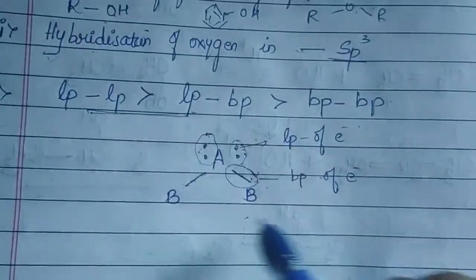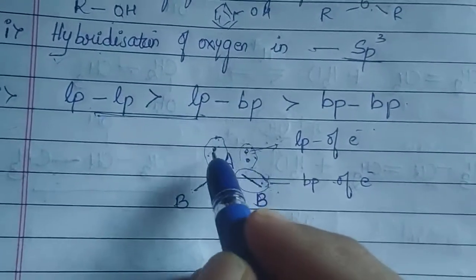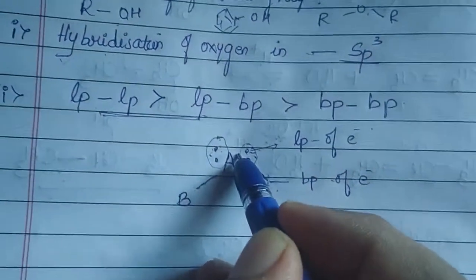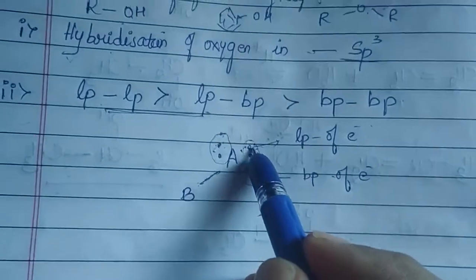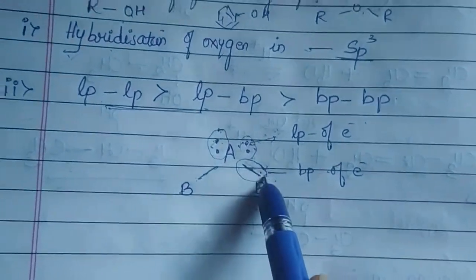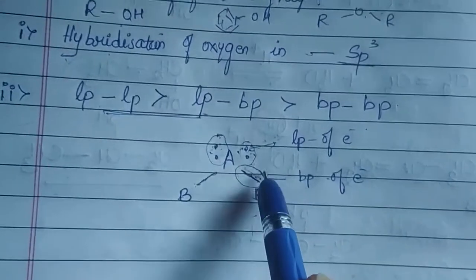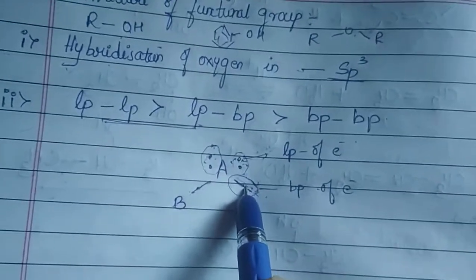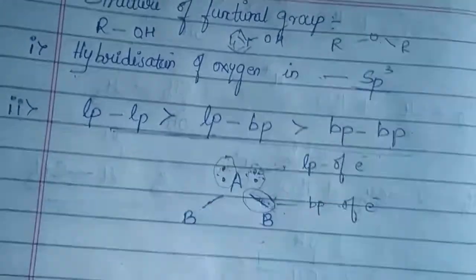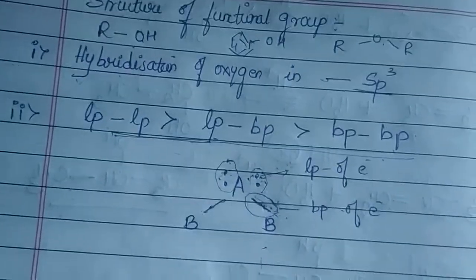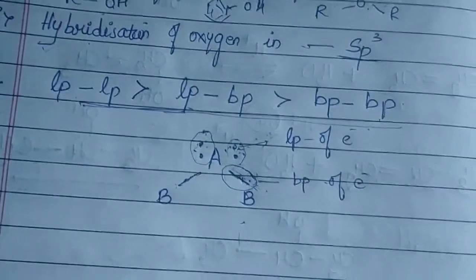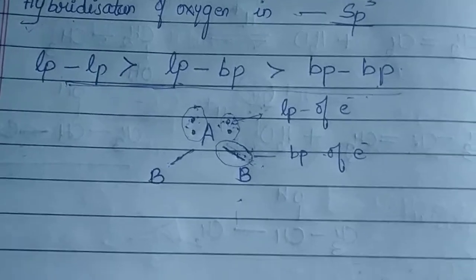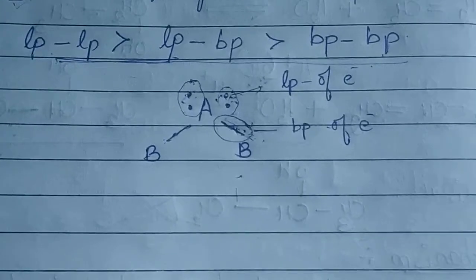So when we check their magnitude of repulsion, what we observe is that the lone pair repulsion is very much higher when compared to the lone pair and bond pair repulsion, which is also higher when compared to your bond pair repulsion. So this is a very important concept which can be used for our explanation of the structure or the bond angle of your alcohols, phenols and ethers.